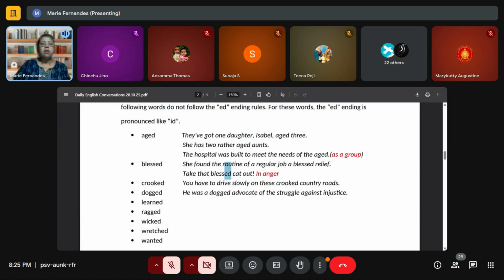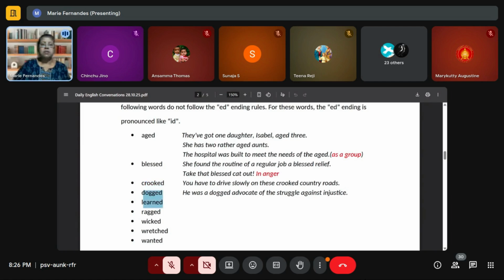Now crooked, id ending, crooked. You have to drive slowly on these crooked country roads. See, I'm not saying crooked, I'm saying crooked, id ending. Though it is spelled ed in the end, it's pronounced id, crooked. Here also, dogged. He was a dogged advocate of the struggle against injustice. Dogged here means persistent. He was a persistent advocate struggling against injustice. So you say dogged.